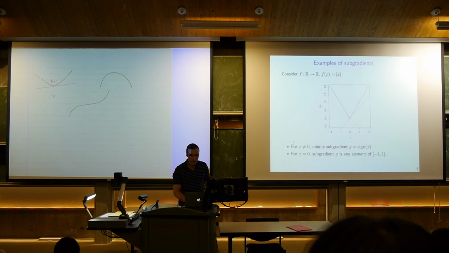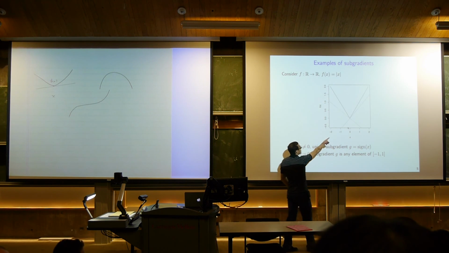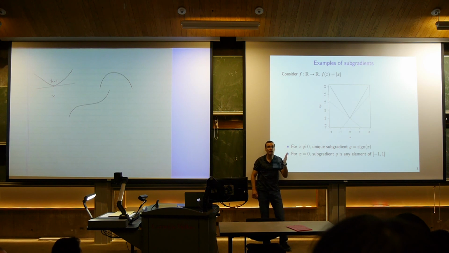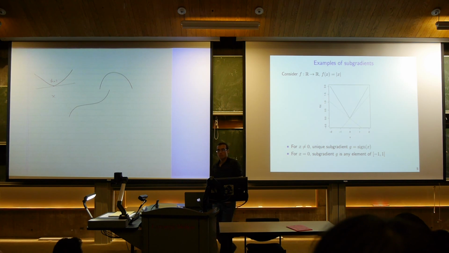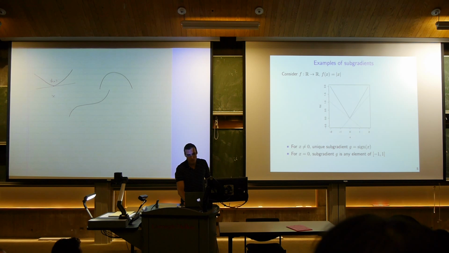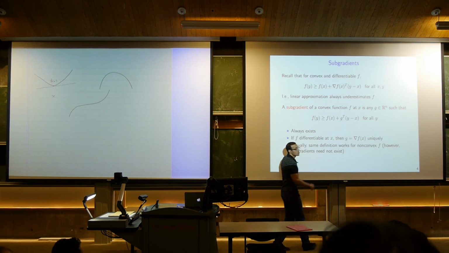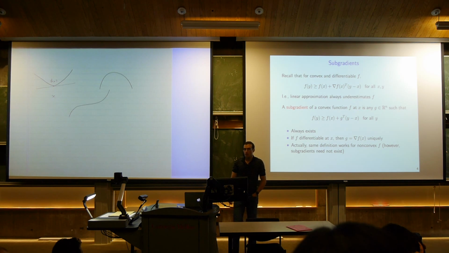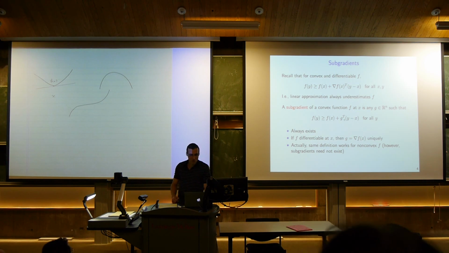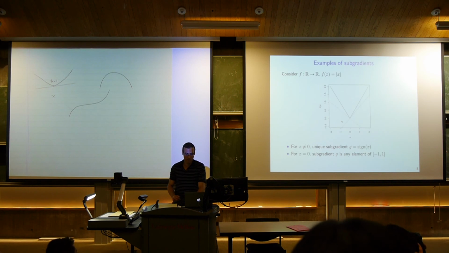The subgradient is any element of the interval minus 1 to 1. So I can draw a line with slope anything in between minus 1 and 1 that passes through the point (0, 0), and that's going to be a global under-approximator to the absolute value function, right? It's going to lie below the absolute value function everywhere. You can also check that this definition is met for the absolute value function at 0 if this g is anything in between minus 1 and 1.